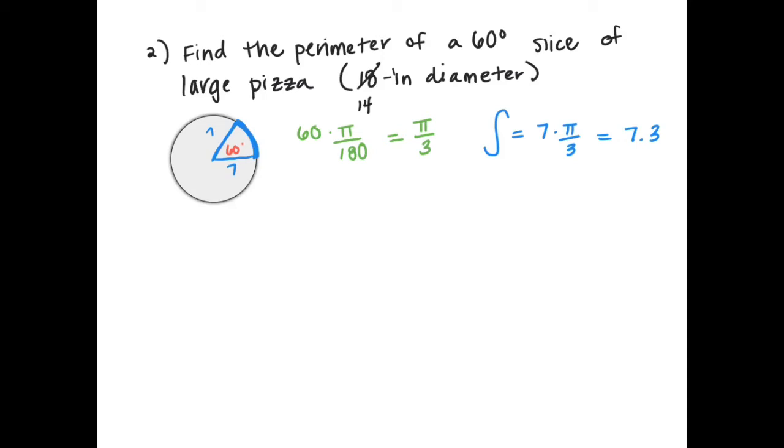Problem is that's not the whole perimeter. That's only the arc. I need those 2 straight edges that are part of the pizza. Those 2 straight edges happen to be radii. There's 2 7s, and those 2 7s give me 14. So I'm going to add the 14 to the 7.3. So I'm going to get 21.3 inches.